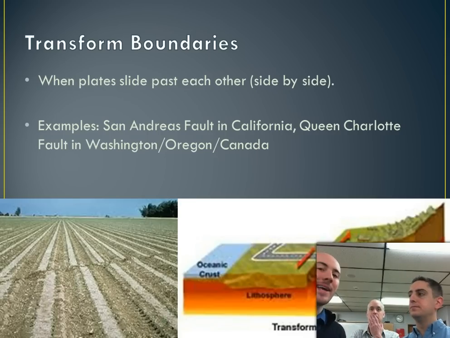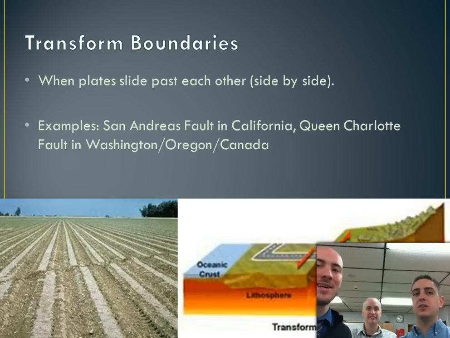I like this picture on the left. It's a farm that was nicely groomed and tilled. It was right on the San Andreas Fault, and the plates shifted, and you can see where the lines have shifted, displaced by a few inches. Kind of cool looking.